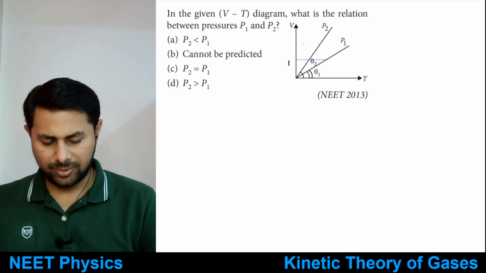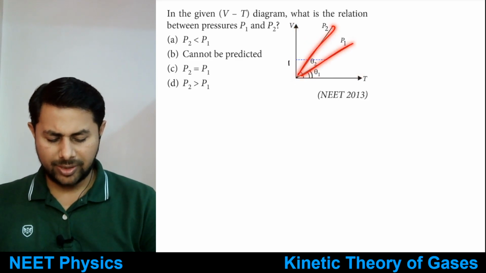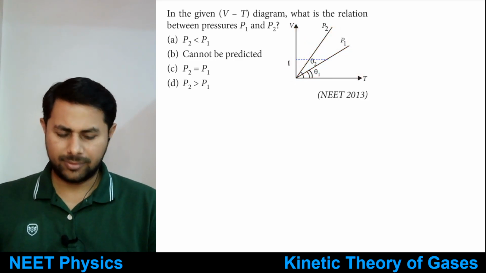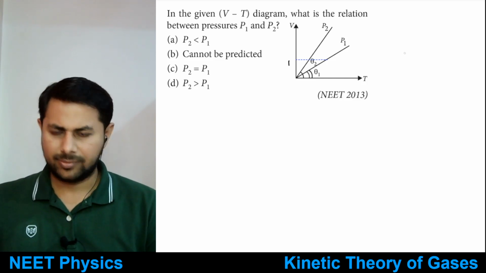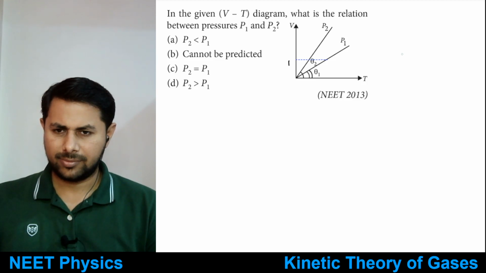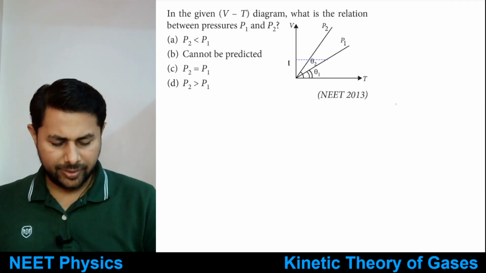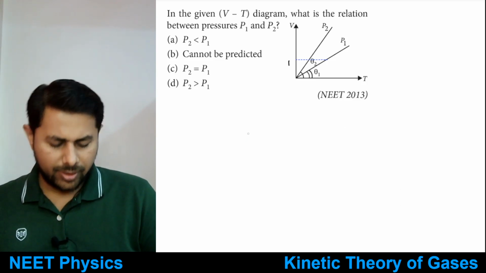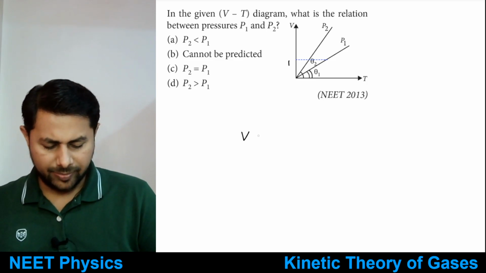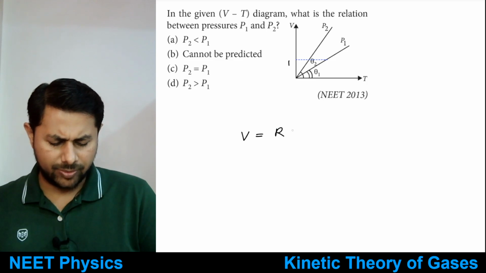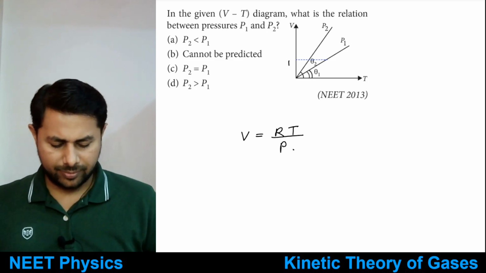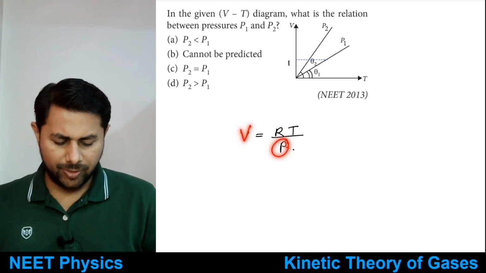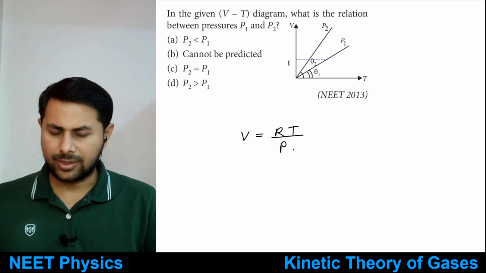In this diagram, volume versus temperature, P1 versus P2. Tell me which one would be greater. Option A, right? Everyone says option A. So PV is equal to nRT is your formula. What you can say is V is directly proportional to temperature, V equals nRT, or let's use 1 mole, RT by P. So if pressure is more, volume would be less at the same temperature.